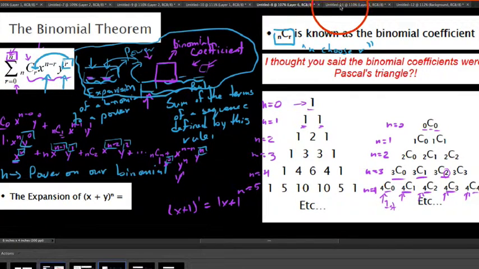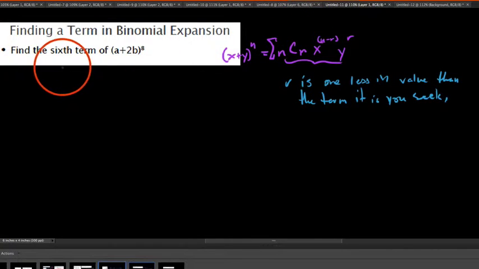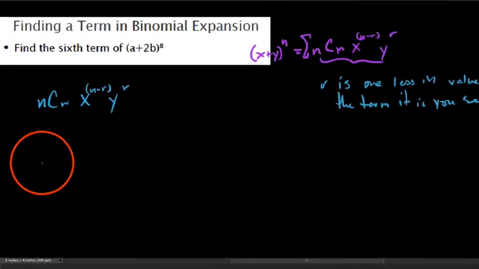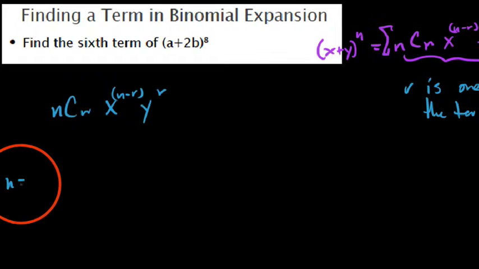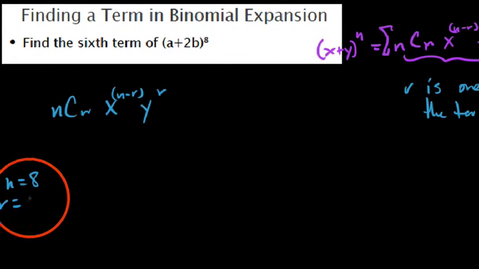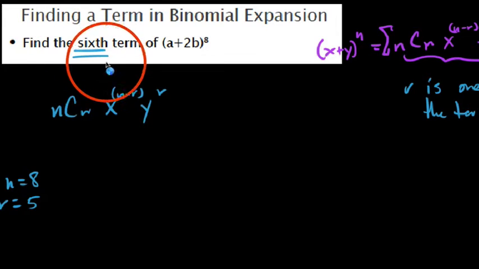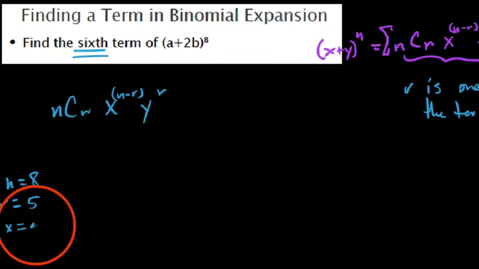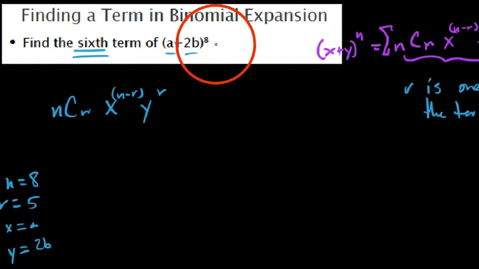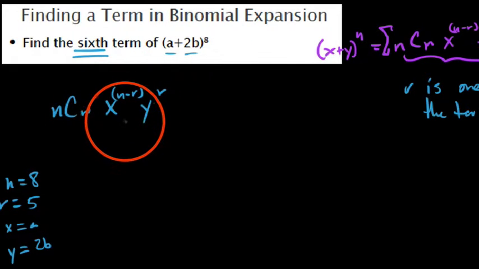So in terms of why this is important, now that I have all this information, find the sixth term of a plus 2b to the eighth. It has to be in this form: n choose r, x to the n minus r, y to the r. That has to be my term. One thing I know is that n is 8. R is equal to 5, because that is 1 less than the term number I'm finding. My x-like thing is a, and my y-like thing is 2b. I know all of this just by looking at the problem.